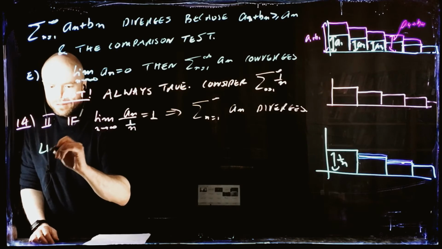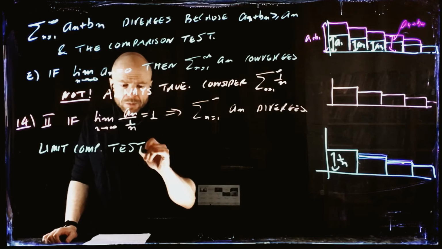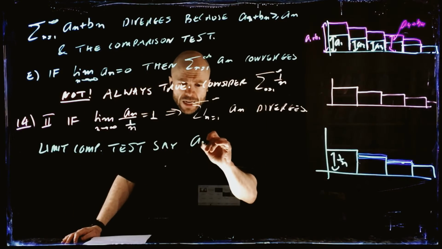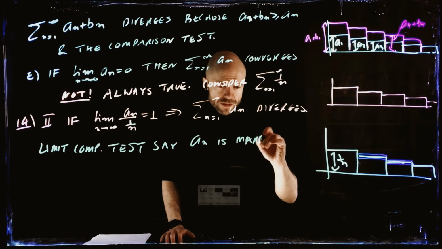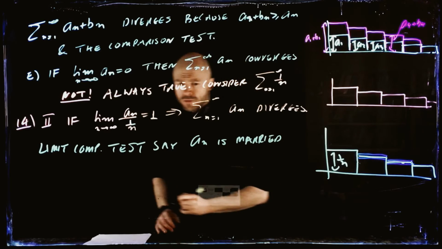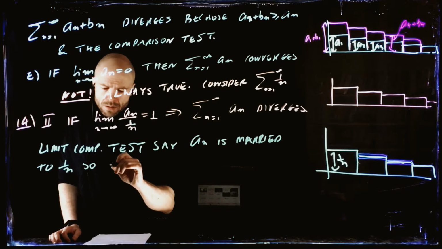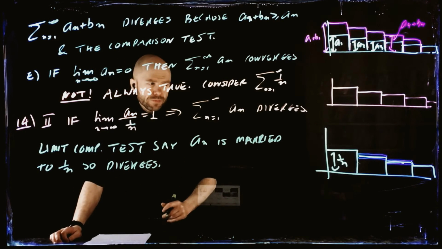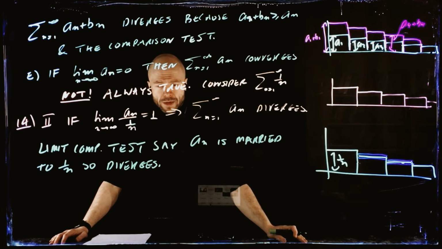So, limit comparison test. And in fact, the limit comparison is exactly this condition. It says that an is married to bn. So whatever one does, the other one does, right? You diverge, you converge together. So therefore, this is always true.